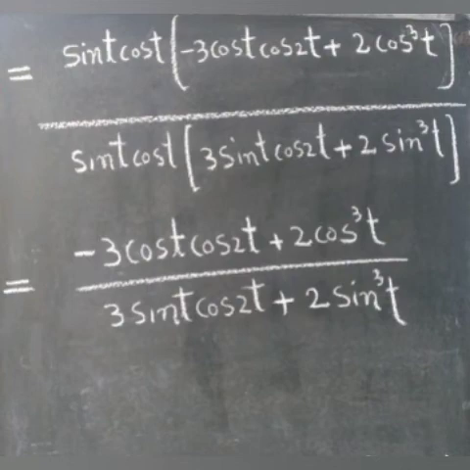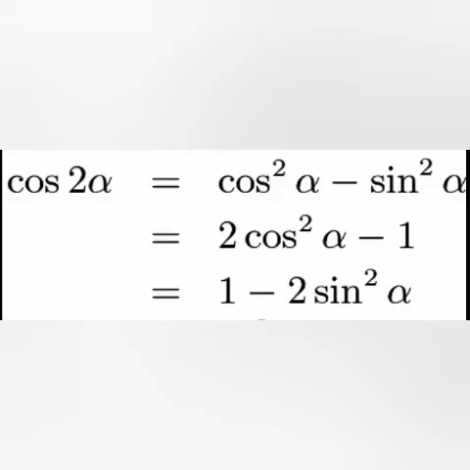Now in the numerator we have cos 2t in the first term. Also in the denominator we have cos 2t in the first term. Since we know that we can write cos of 2 alpha equal to cos square alpha minus sin square alpha, or twice cos square alpha minus 1, or 1 minus twice sin square alpha. Thus we can write cos of 2 alpha in terms of cosine and sine, or in terms of cosine only, or in terms of sine only.